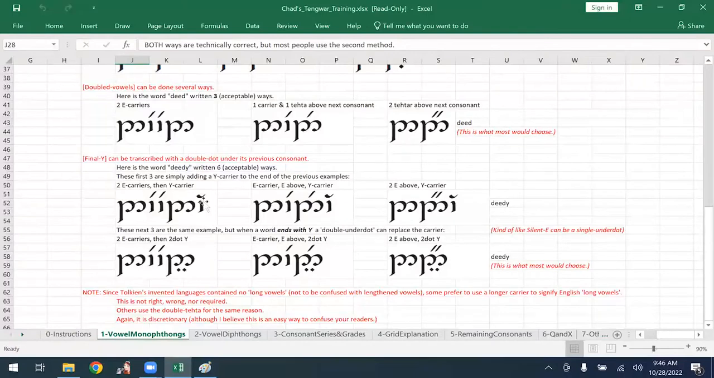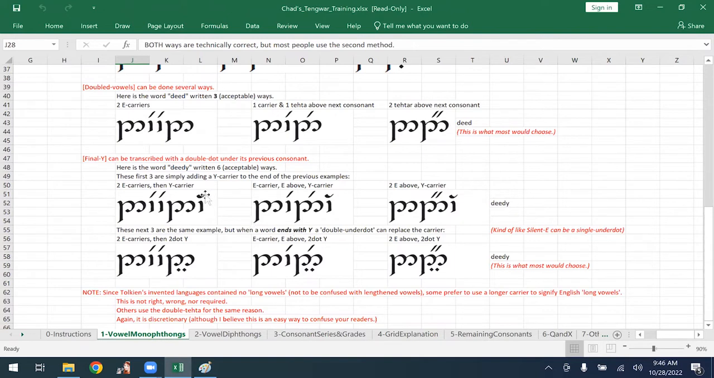I added the Y with the carrier. And then right here, I did it this way. D, E carrier, E over D, D, E carrier, E over D. And then I added the Y carrier to the end. And then I did it this way right here, D, and then two E carriers over a D, just like before, and then added the Y carrier there. So this whole row is the same as this row, adding a Y carrier to the end of it. So that's three ways that you could write DD.